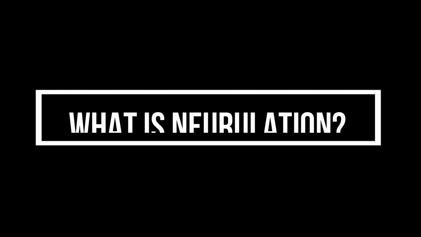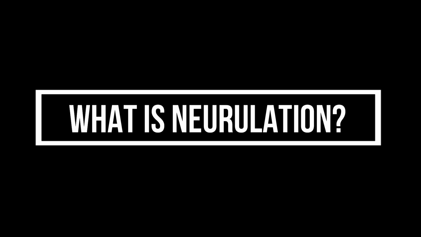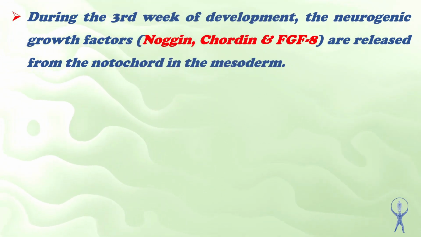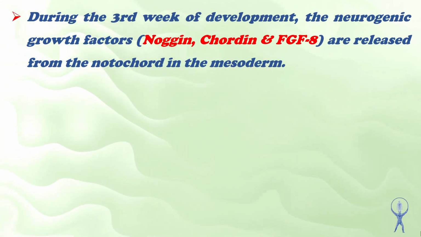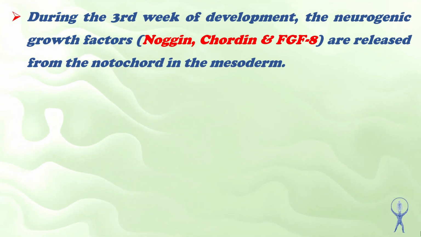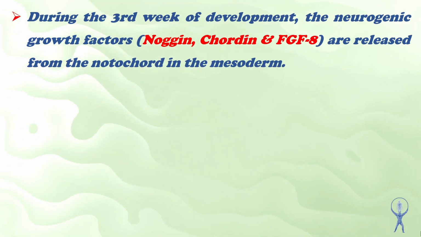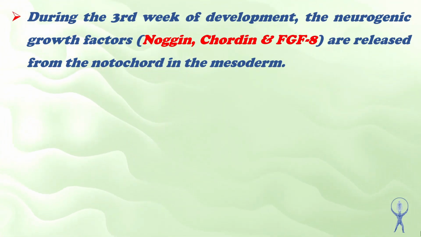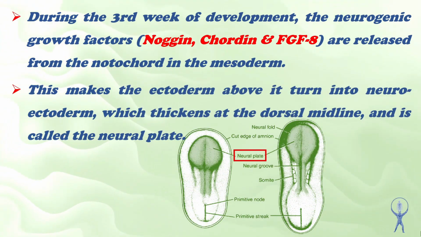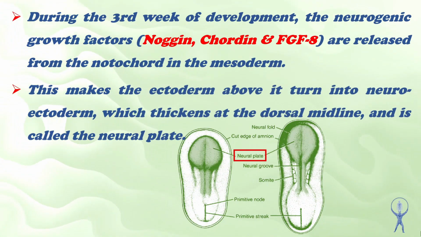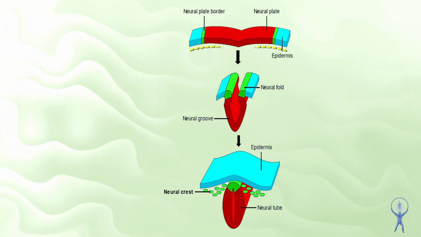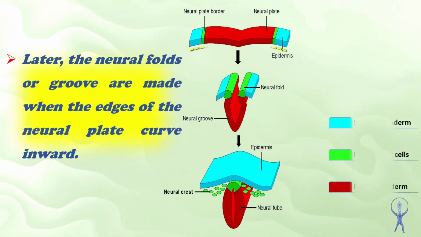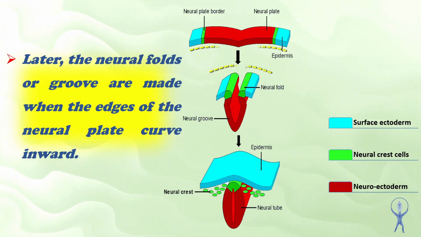During the initial weeks of embryonic development, neurulation occurs. Now, what is neurulation? The formation of the neural tube is called neurulation. During the third week of development, the neurogenic growth factors, that is, noggin, chordin and fibroblast growth factor 8, are released from the notochord in the mesoderm. This makes the ectoderm above it turn into neuroectoderm, which thickens at the dorsal midline, and is called the neural plate. Later, the neural fold or groove are made, when the edges of the neural plate curve inward, eventually transforming the neural plate into a tube.